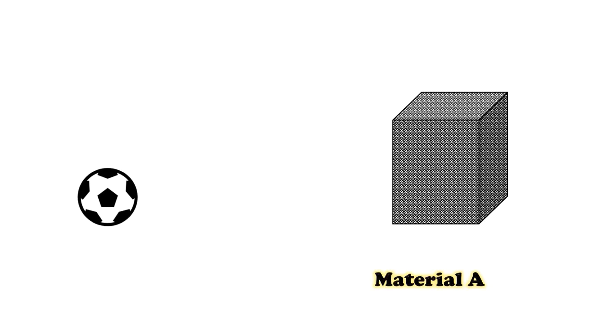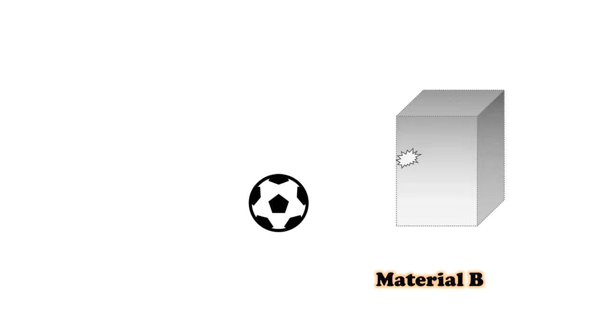Did you see what happened? It just bounced away. And now, material B. Oh, it looks like it got a crack due to the impact. This means that its strength is not as high as A.